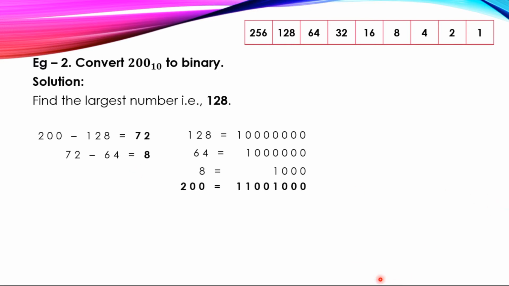200 equals, you have to add all the binary numbers, that is 001, 0011. Thus 200 to the base 10, that is your decimal number 200, will be represented in binary as 11001000. So this is how you can convert a decimal number into a binary number.